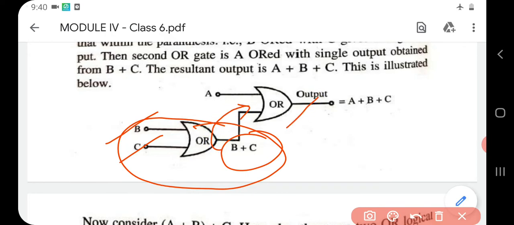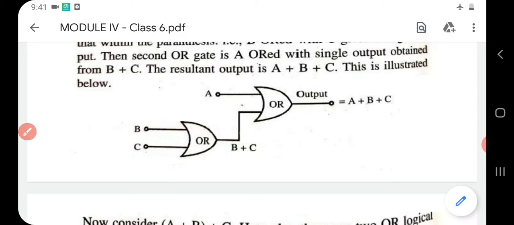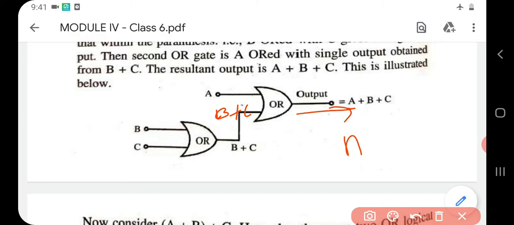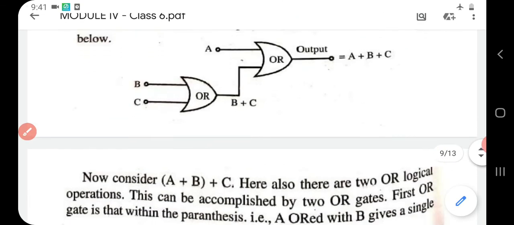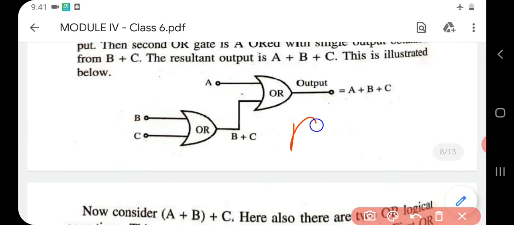So b plus c will be one of the inputs of this gate, this b plus c. Okay, this will be a. So what will be the output? A plus b plus c. Okay, so that is how we proved this statement, a plus b plus c.